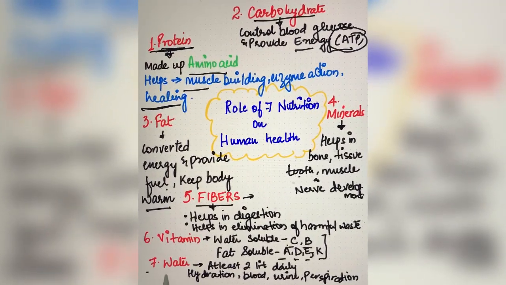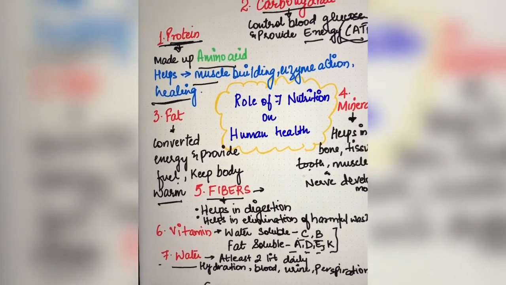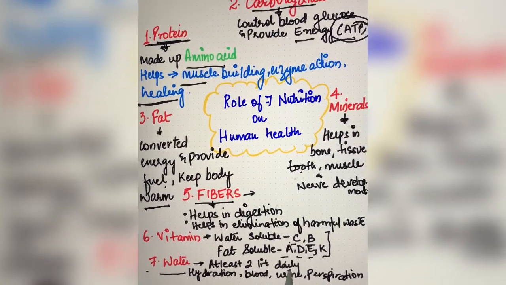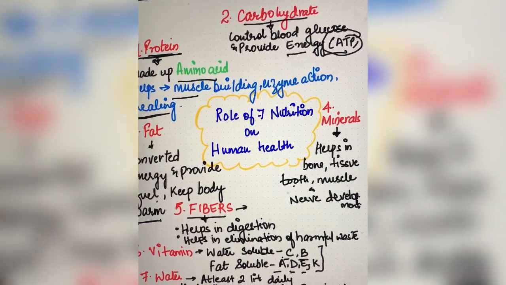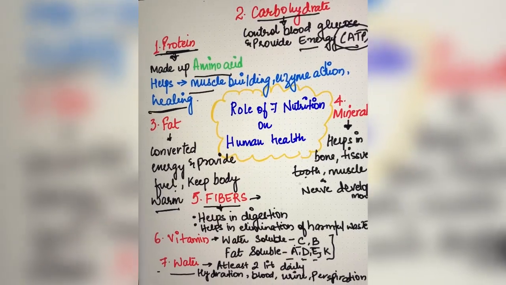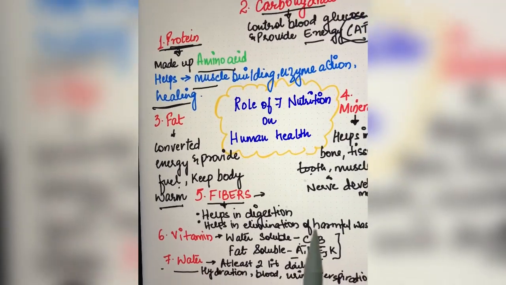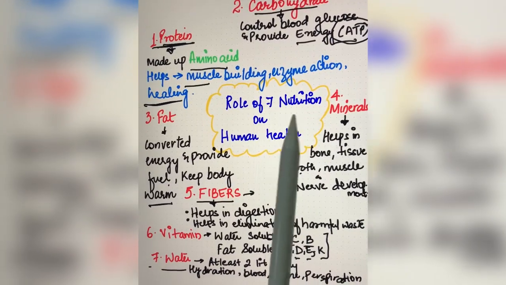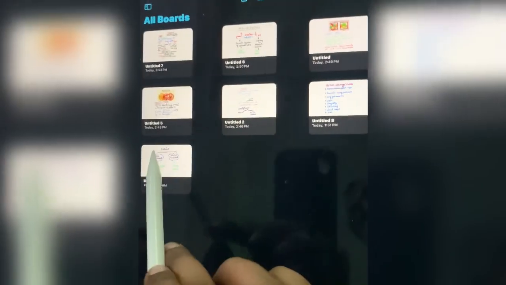And the last comes water. That is the most important element of your human diet. Like 60% of the body weight is made up of only water. At least 2 to 3 liters of water daily for an adult. Water not only provides hydration to your body, but it also helps your blood, urine. It is a part of your perspiration. So it is a very important element of the human diet. So these are the 7 nutrients which are required for maintaining normal human health.